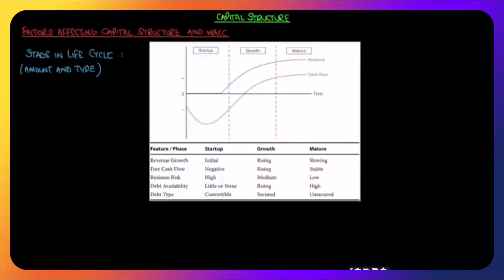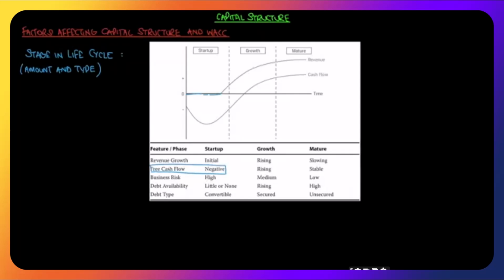Secondly, dictating the amount and type of finance: the stage in the life cycle of the company. I've just brought the diagram out from the curriculum because they can draw it much neater than I could. We have 3 phases: startup, growth, and mature. On the left, the startup phase. We can see we've got 2 lines here, revenues and cash flows. In the startup phase, we have, for most of it, 0 revenue. 0 revenue, but costs, means negative free cash flow.